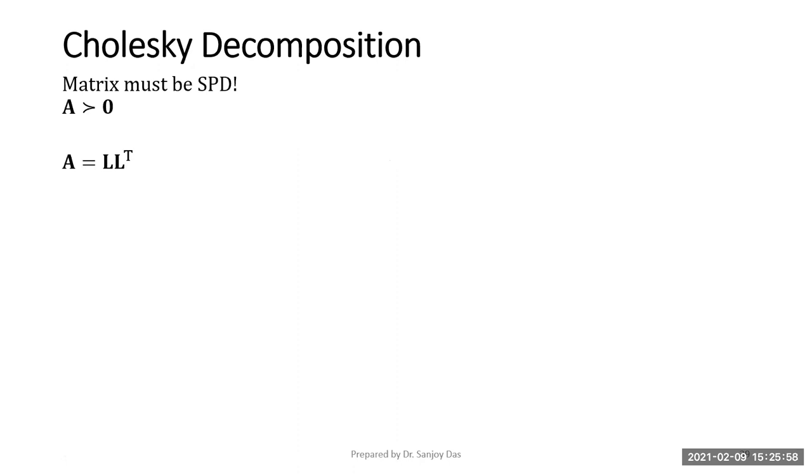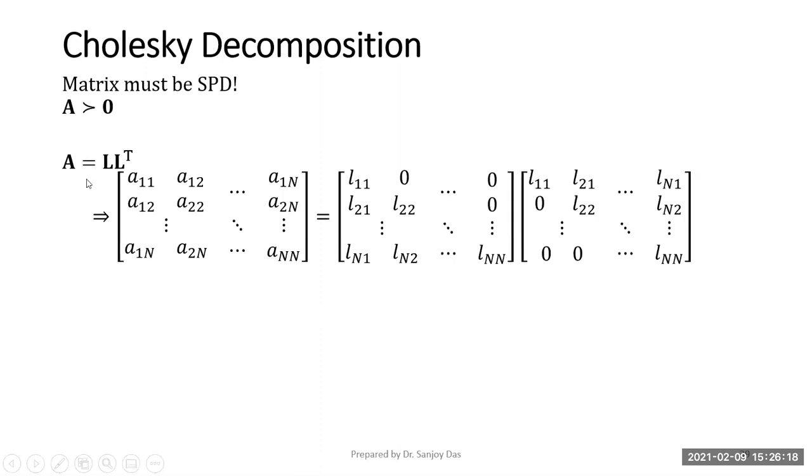By the way, in MATLAB, unless you specify that you need lower triangular Cholesky decomposition, A will be decomposed into the product of an upper triangular matrix transpose and an upper triangular matrix. Anyway, this is the standard way of doing Cholesky decomposition. I don't know why MATLAB chose to do it the other way, but A equals LL transpose. This is what Cholesky decomposition looks like.